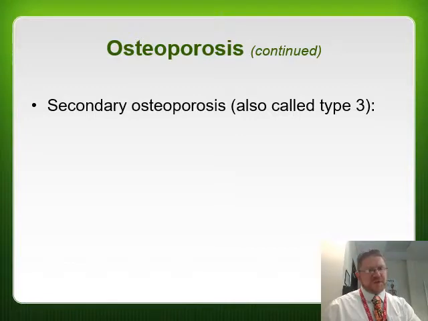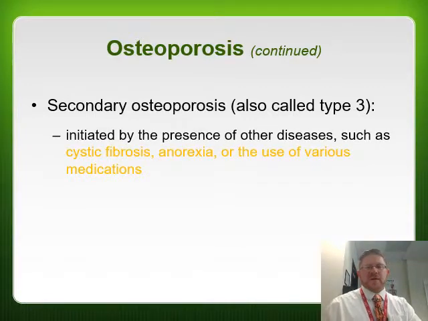Secondary osteoporosis, which is sometimes called type 3, is initiated by the presence of other diseases. So this is not necessarily because of age. Now, osteoporosis is primarily related to age, but in some cases, it has to do with other things that might be going on, like cystic fibrosis. If a woman has anorexia, or if she has the female athlete triad, which disordered eating is a part of, they're not getting enough nutrition, and their body weight gets down very low.